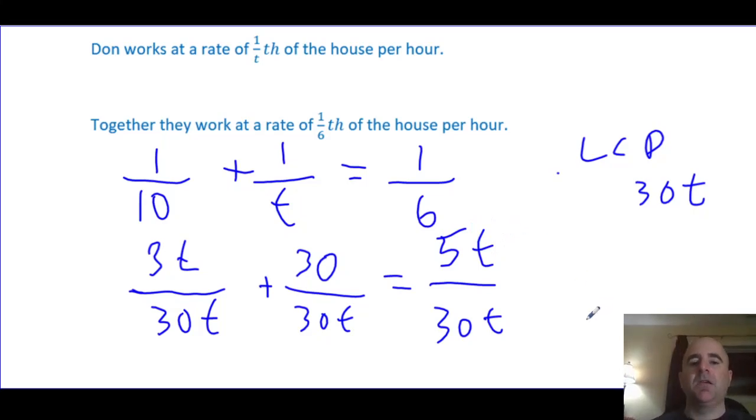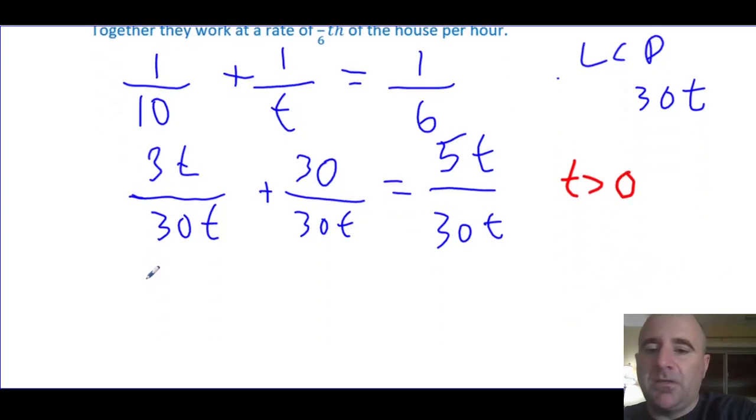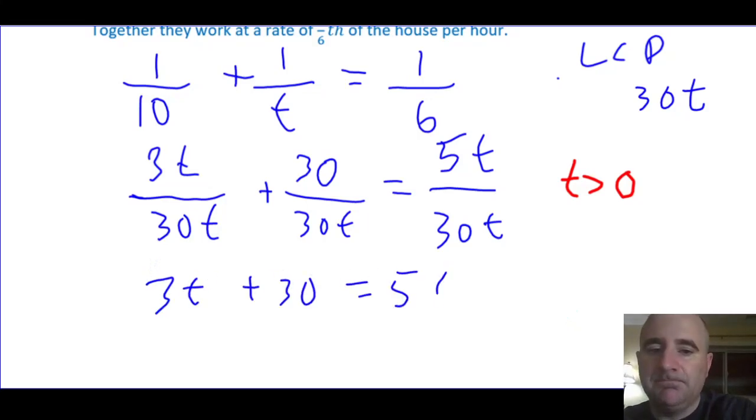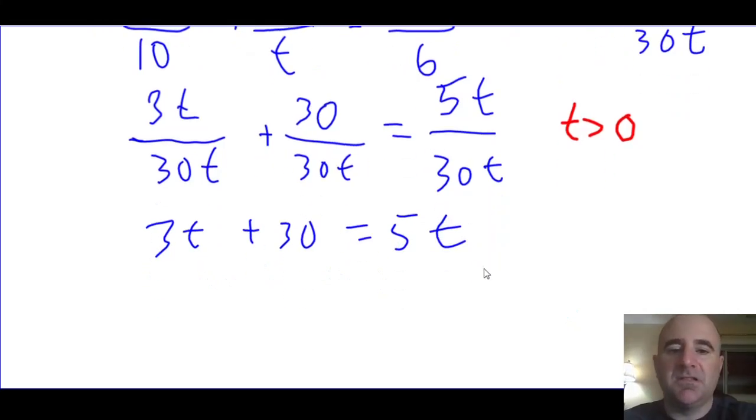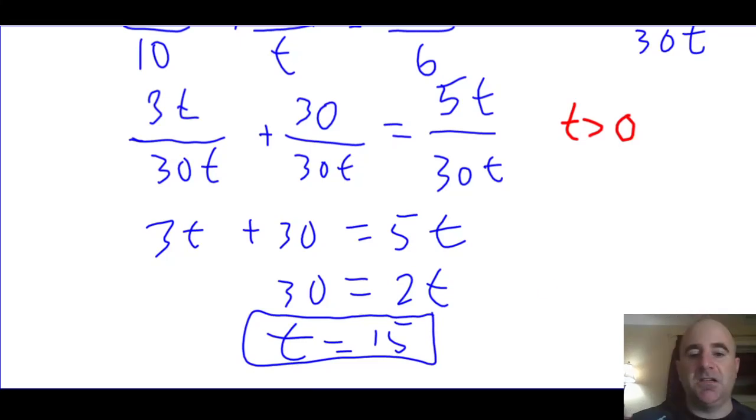Okay. Notice that t can't be 0 here. t has to be greater than 0 in this example, so just nice to think about that when we're working on this. Multiply everything by 30t, and we get 3t plus 30 equals 5t. Okay, that means that 30 equals 2t, or t is 15. It takes Dawn 15 hours to clean the house on his own.